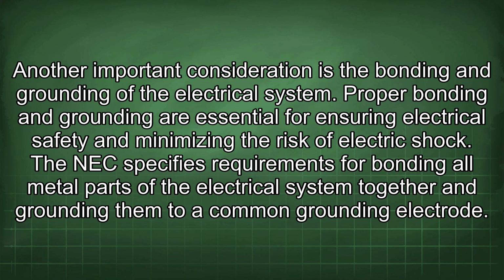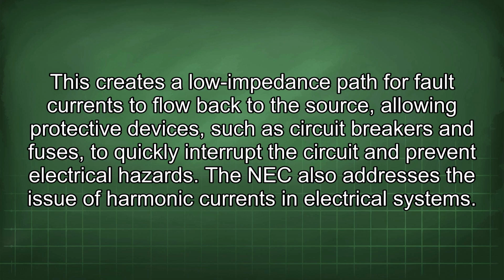Proper bonding and grounding are essential for ensuring electrical safety and minimizing the risk of electric shock. The NEC specifies requirements for bonding all metal parts of the electrical system together and grounding them to a common grounding electrode. This creates a low impedance path for fault currents to flow back to the source, allowing protective devices, such as circuit breakers and fuses, to quickly interrupt the circuit and prevent electrical hazards.